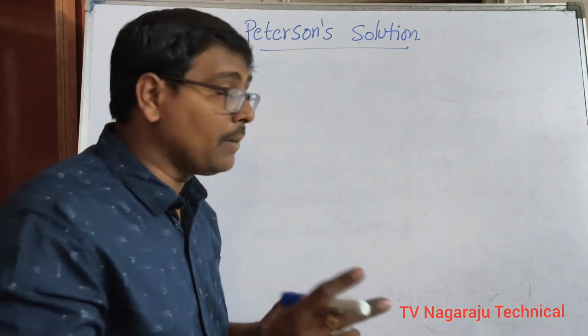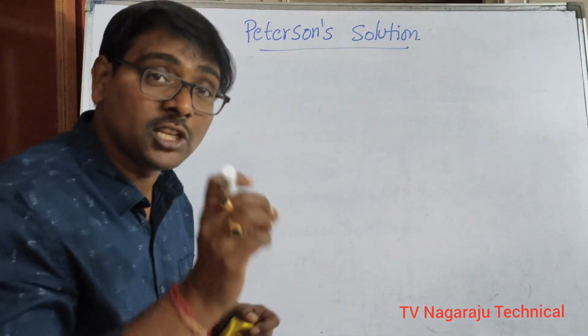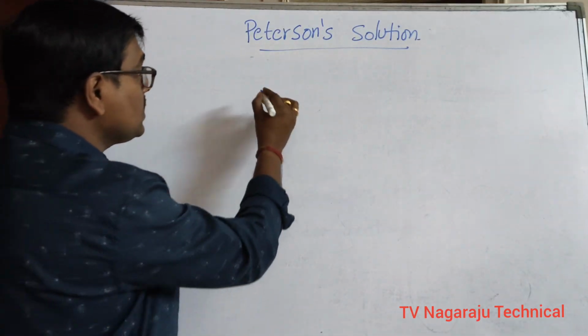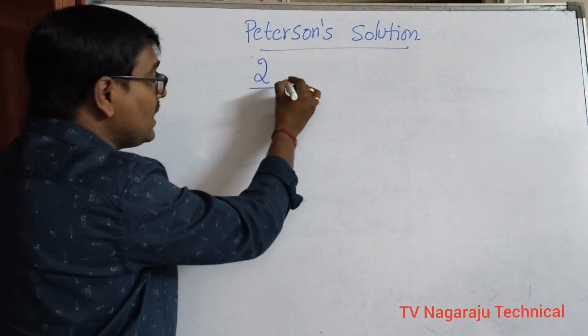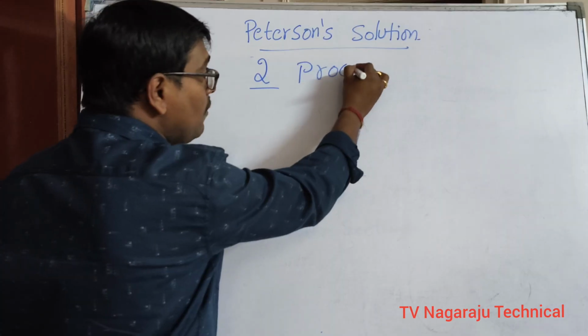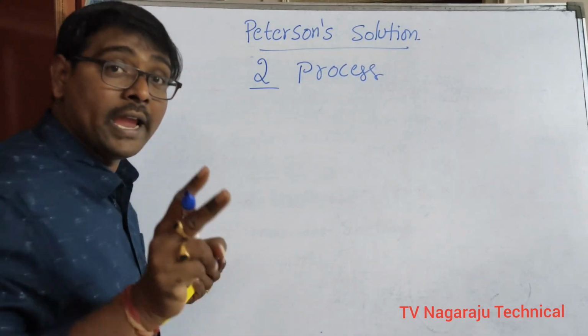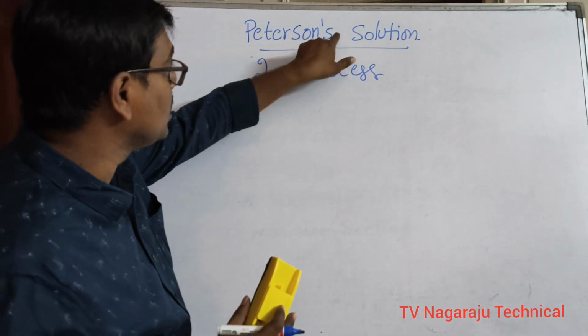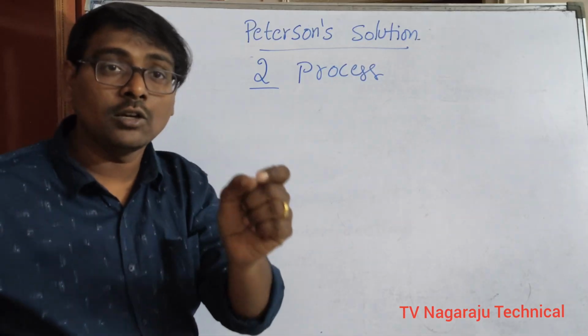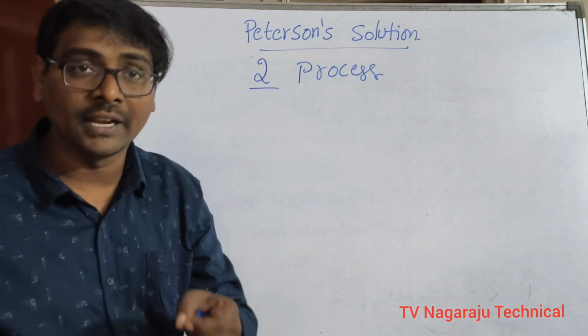Now we will discuss a software based solution to the critical section problem, that is Peterson's solution. But remember, this solution has some restrictions. The first one is that Peterson's solution is applicable only for two processes. And one more restriction is that this solution is not suitable for modern architectures.